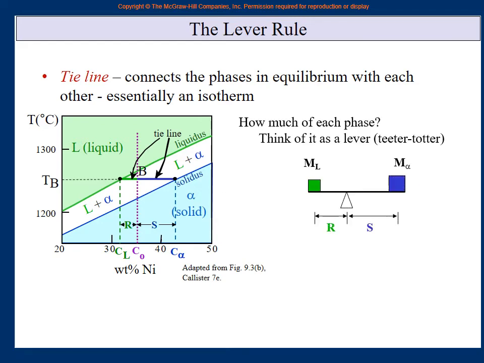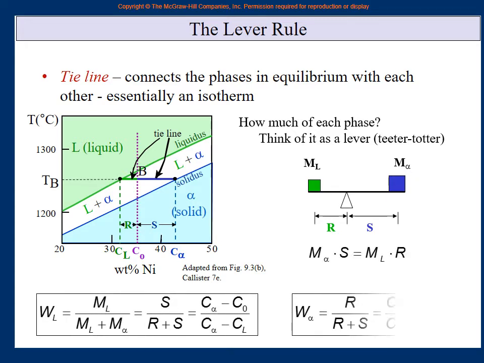And you are saying that the tie line is there. It connects the phases, right? The tie line has been drawn. You see the tie line, right? And if you see it as a lever here, then the mass fraction of liquid, the mass fraction of alpha phase or solid phase, you just do it.